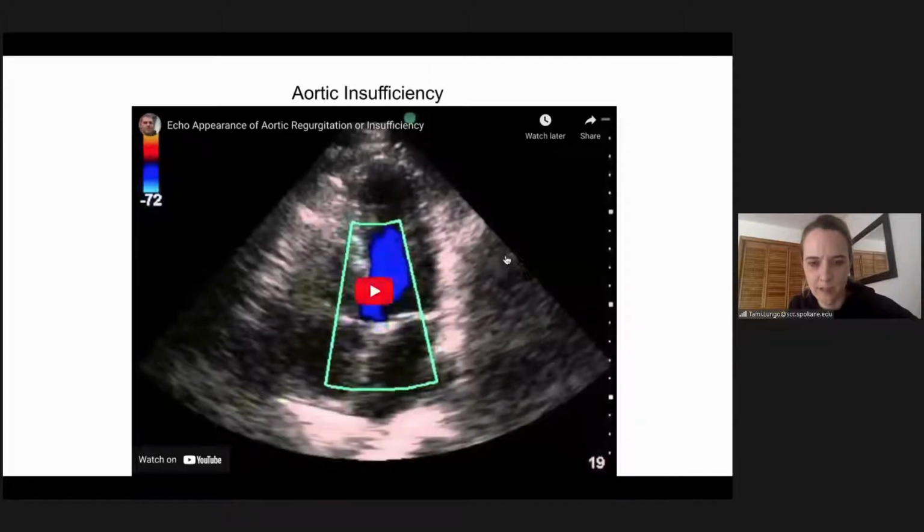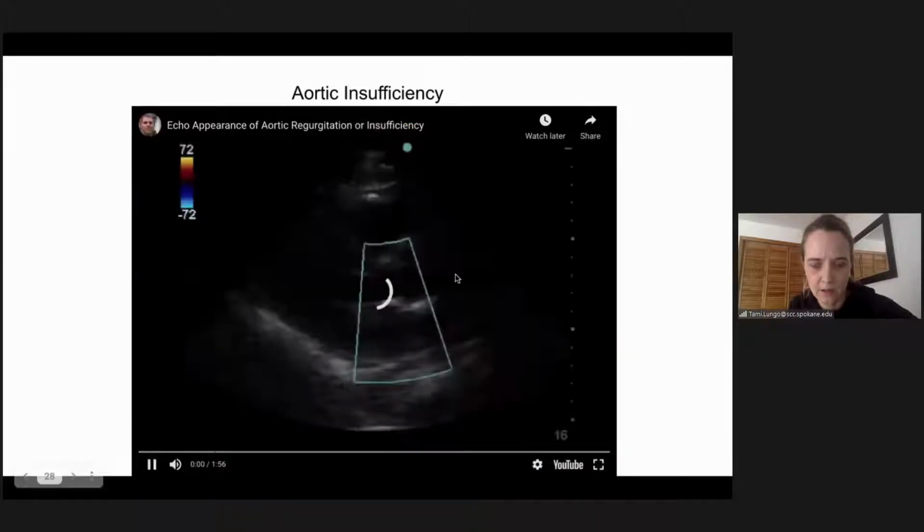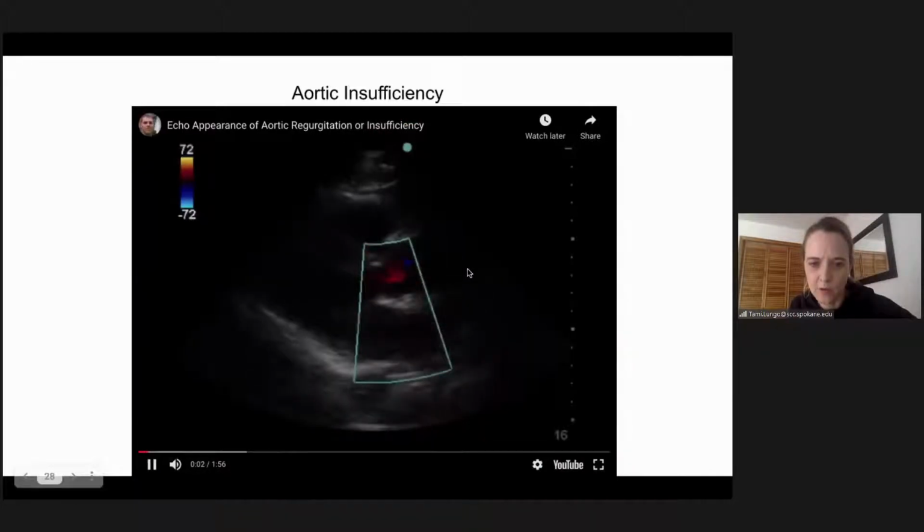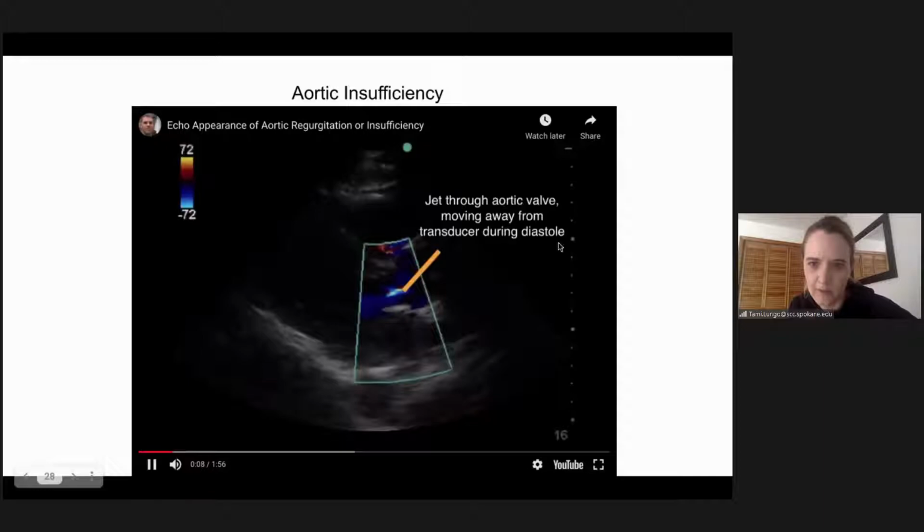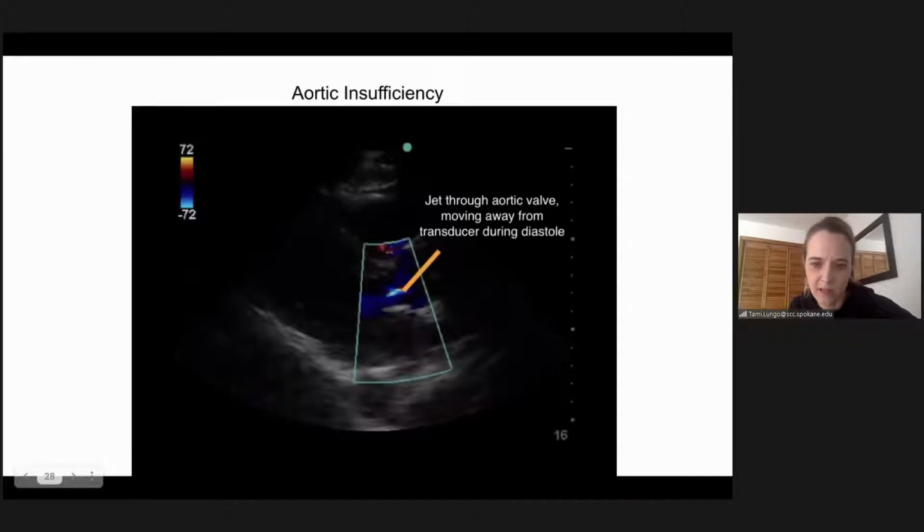Here's a little video that we're going to play for aortic regurgitation. So you guys can all see the AI right here. You see that little blue wispy thing right there? Oh, there it is. So that's just a look at AI.